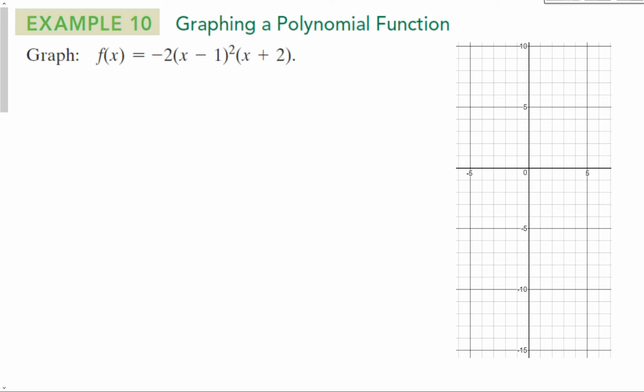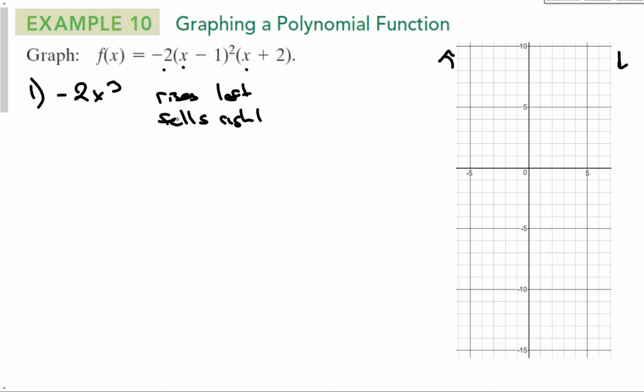Next question. Okay? So now, when we look at this question, we see that it is factored for us, which is kind of nice, because now, number 1, my end behavior is going to be -2 times x squared times x. So it's going to be -2x to the third power, which means it's going to go up, then down. Okay, so rises left, falls right.